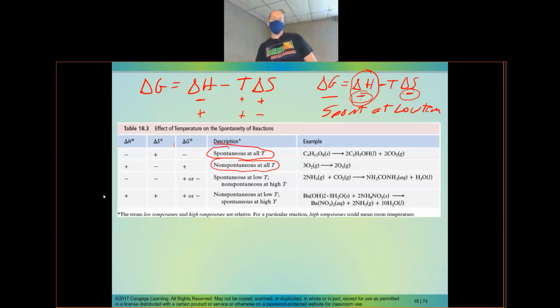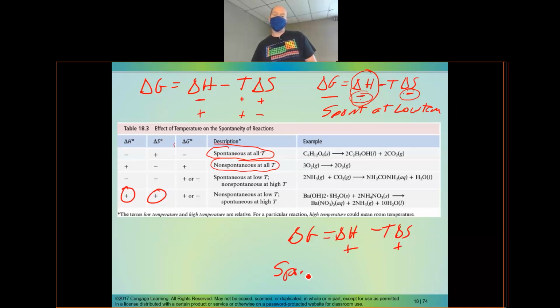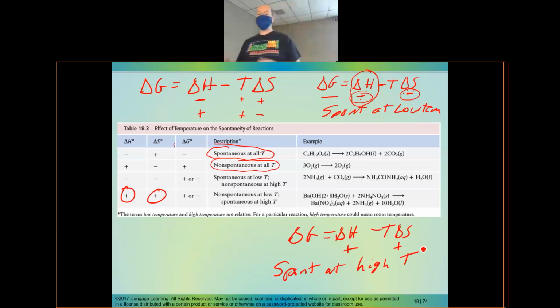And so when you have the positive and the positive, when your delta H and delta S are both positive, then you're going to be spontaneous at a high temperature. All right, and so this is going to be when your delta G is equal to delta H minus T delta S. When this is positive and this is positive, then it's going to be spontaneous at high temperature. So negative, negative, spontaneous at low temperature. Positive, positive, spontaneous at high temperature.